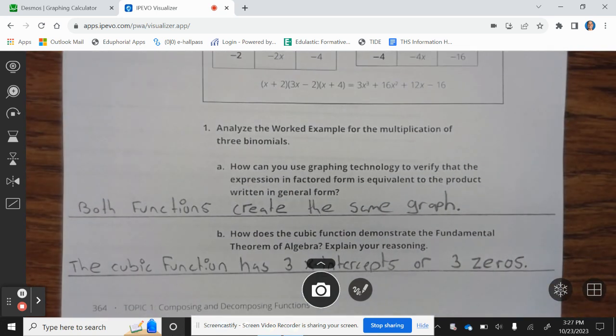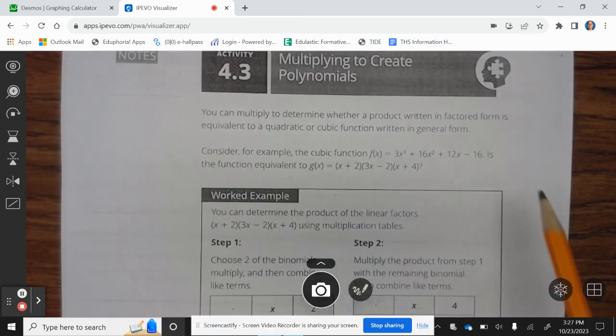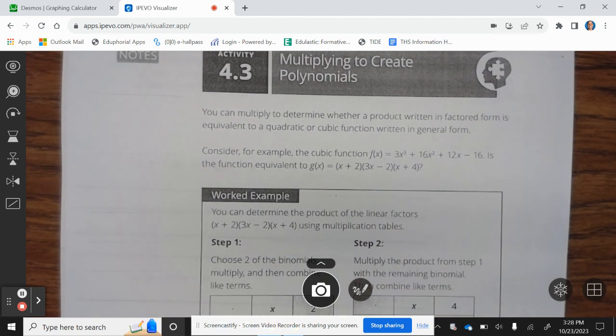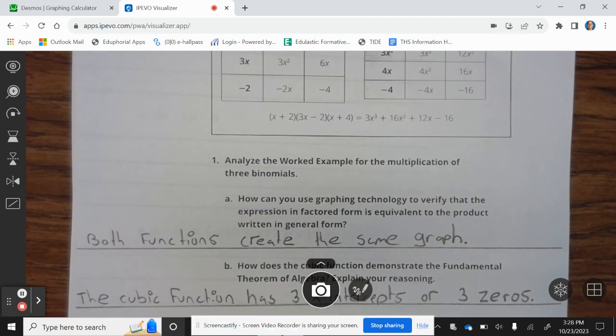How can you use graphing technology to verify that the expression in factor form is equivalent to the product in general form? So we're going to graph f of x and g of x and see if they are the same. Okay, so let's go ahead and do that.